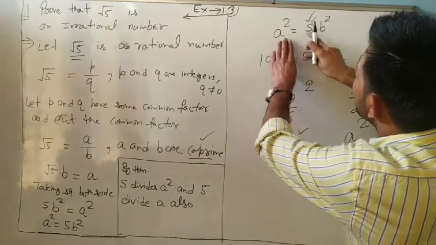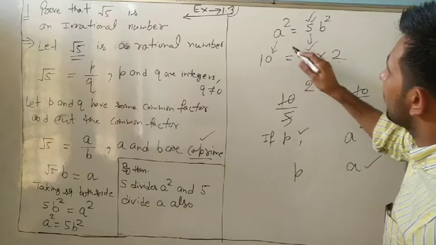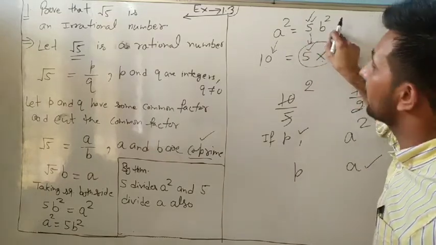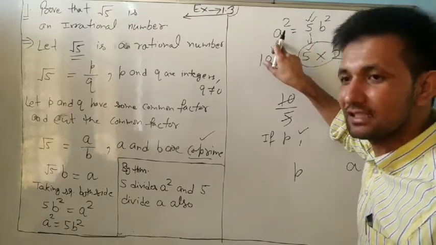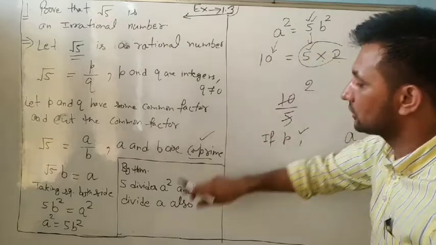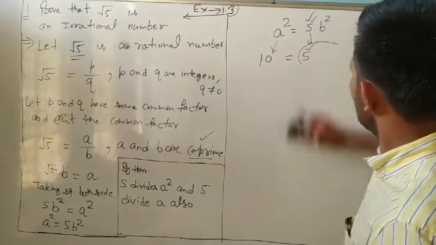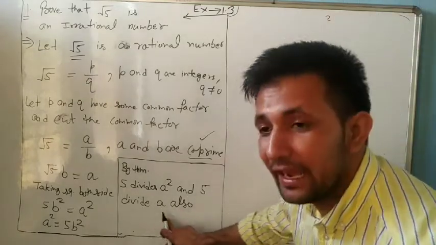Because a square equals 5 into b square, it means 5 and b square are factors of a square. If they are factors, they divide this number completely or not? So it means they divide. Understand? Again, look at.